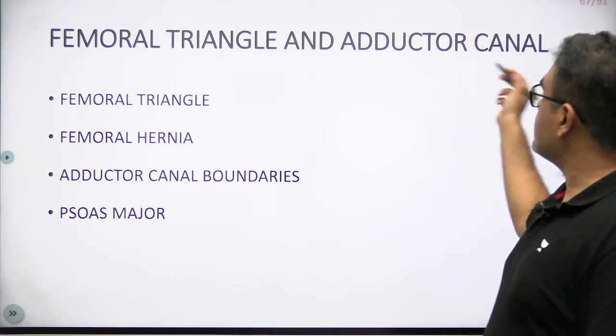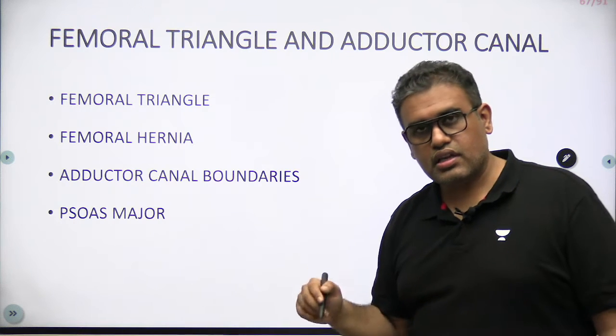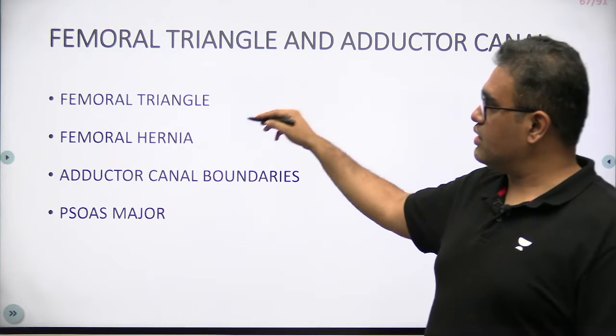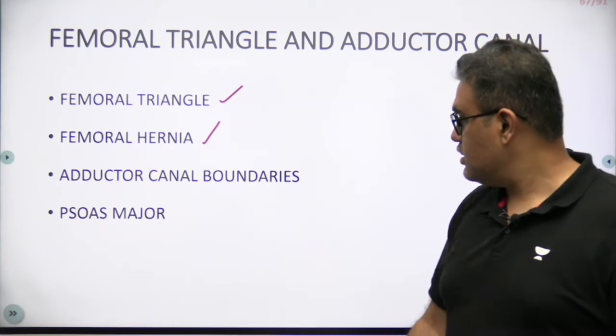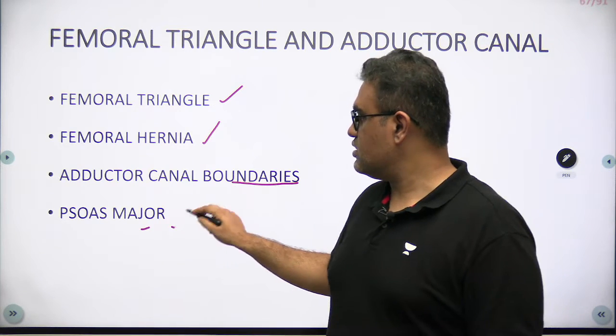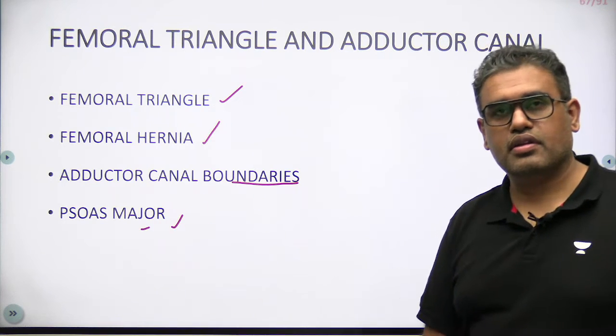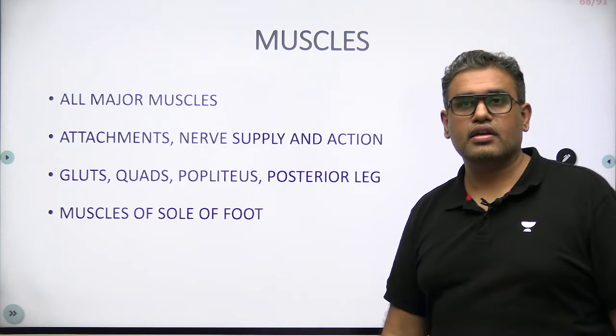Femoral triangle and the adductor canal. Surgically, anatomically very important. Femoral hernias are there. Femoral triangle is there. Adductor canal boundary, psoas major. See, it is written separately. I have written separately over here. It is important, right? Next we come to what?